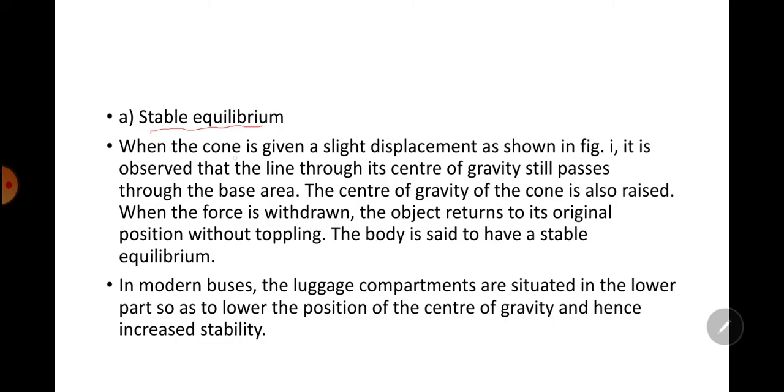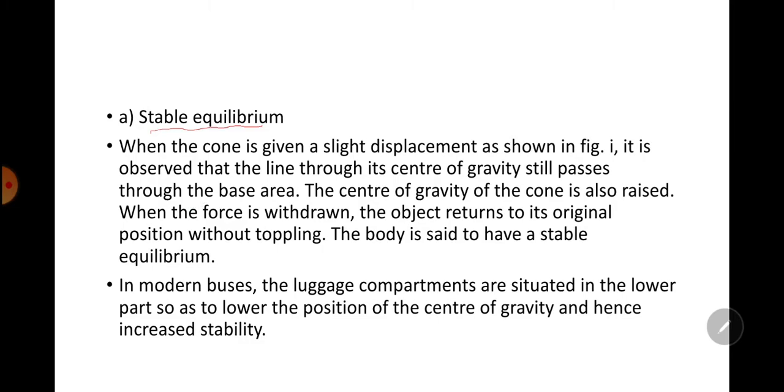When the cone is given a slight displacement, it is observed that the line through its center of gravity still passes through the base area. The center of gravity of the cone is also raised. When the force is withdrawn, the object returns to its original position without toppling. The body is said to have a stable equilibrium.